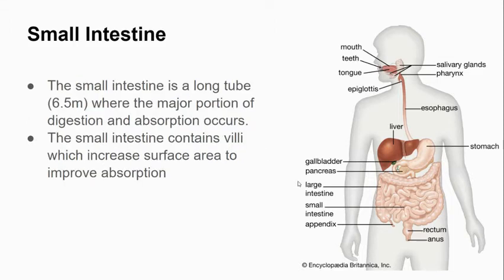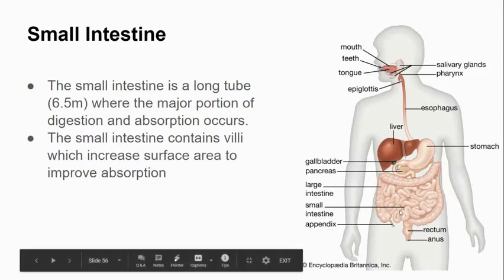The small intestine is a large tube. This is the small intestine. It's a large tube where the major portion of the digestion and absorption occurs. And the small intestine contains villi, which increase the surface area to improve absorption.